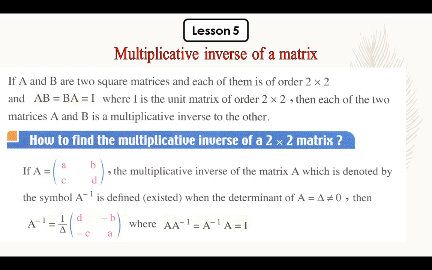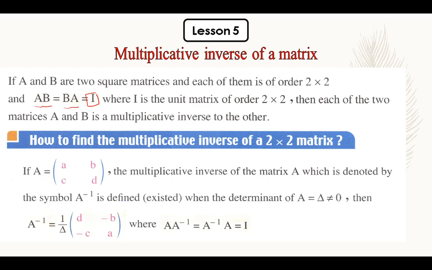So if A times B equals B times A equals the unit matrix, we can say that the matrix A is the multiplicative inverse of the matrix B, or the two matrices A and B are multiplicative inverses to each other. Okay? How to find the multiplicative inverse of a 2 times 2 matrix?